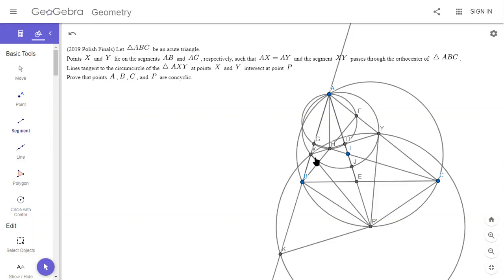And what did we want to show? We want to show that both of those angles are equal to AXY or AYX. So we want to show triangle P prime XK is similar to triangle AXY.